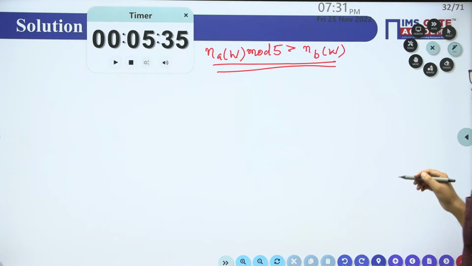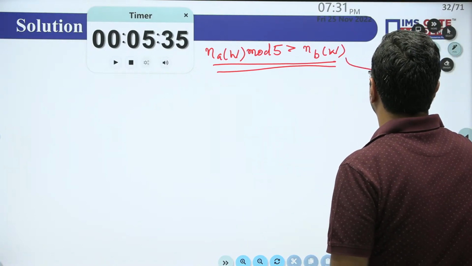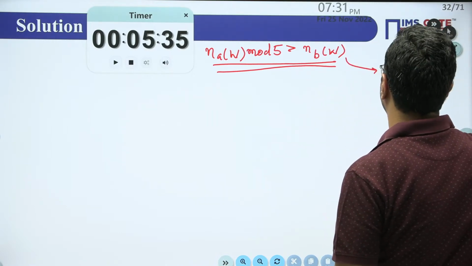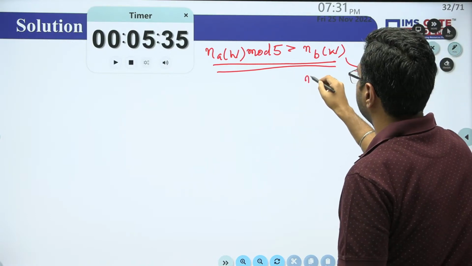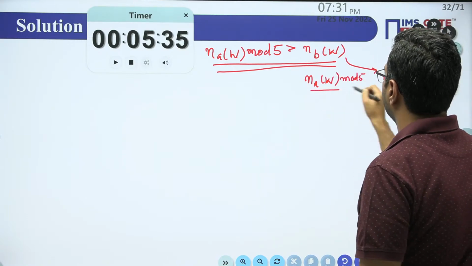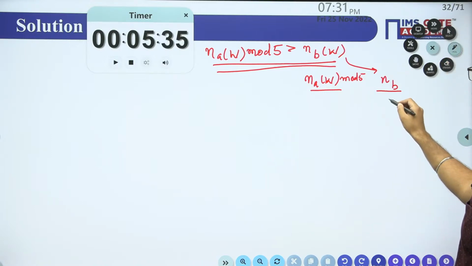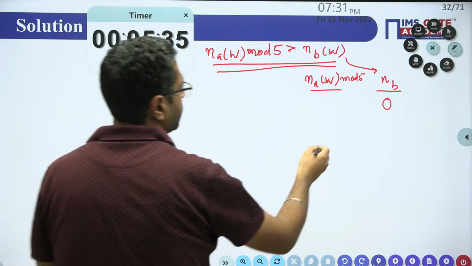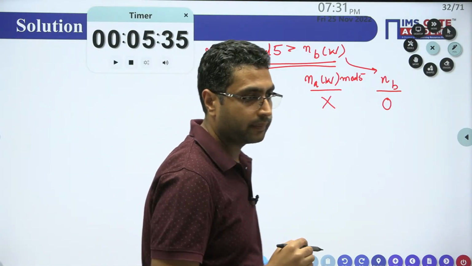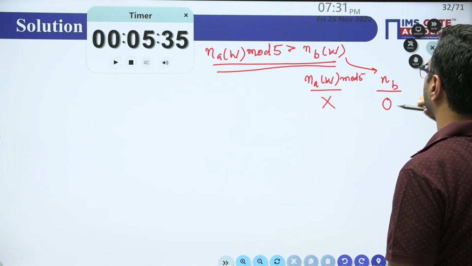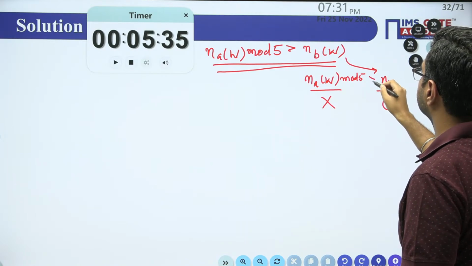Okay, so for NB, let's see what the possibilities are for NAW mod 5. So NB, and this is NAW mod 5. Let me write the possibilities here. I'll draw the DFA side by side. If the number of B's is 0, NAW mod 5 has to be greater than this. There is no possibility of NAW mod 5 for a final state. Is it okay, guys? Okay, so there are various possibilities.